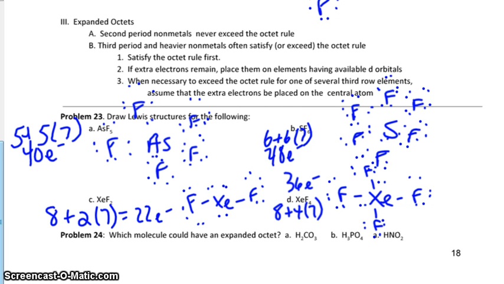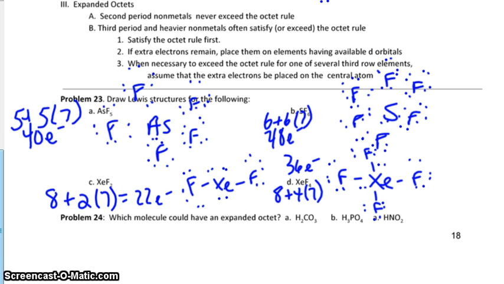Okay, so now we're talking about problem number 24. Which molecule can have an expanded octet? I am looking for elements that are beyond the second period. So carbon is my central atom. It's in the 2p shell. It cannot expand. Phosphorus is in the 3p shell. This can expand. Nitrogen is in the 2p shell. This cannot expand. The only one available will be the phosphoric acid.